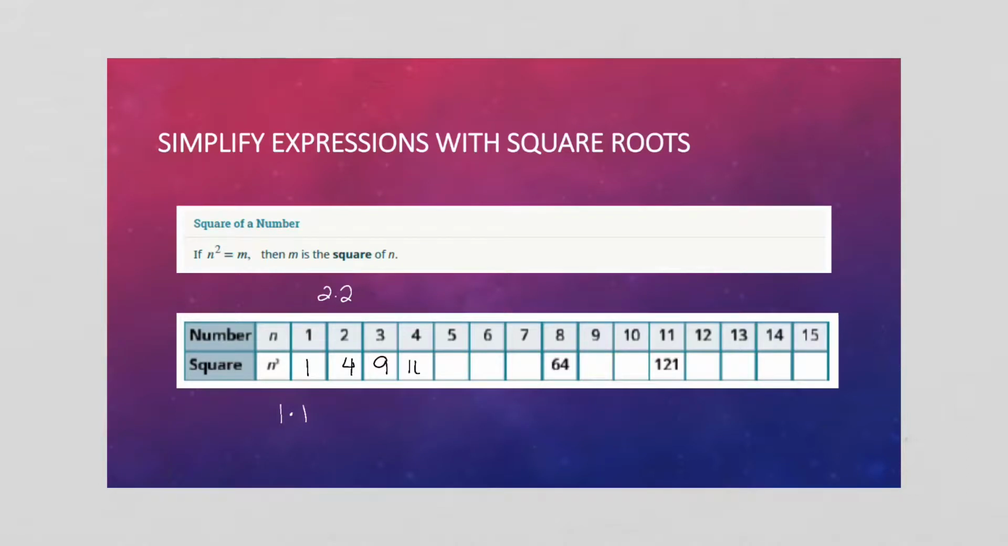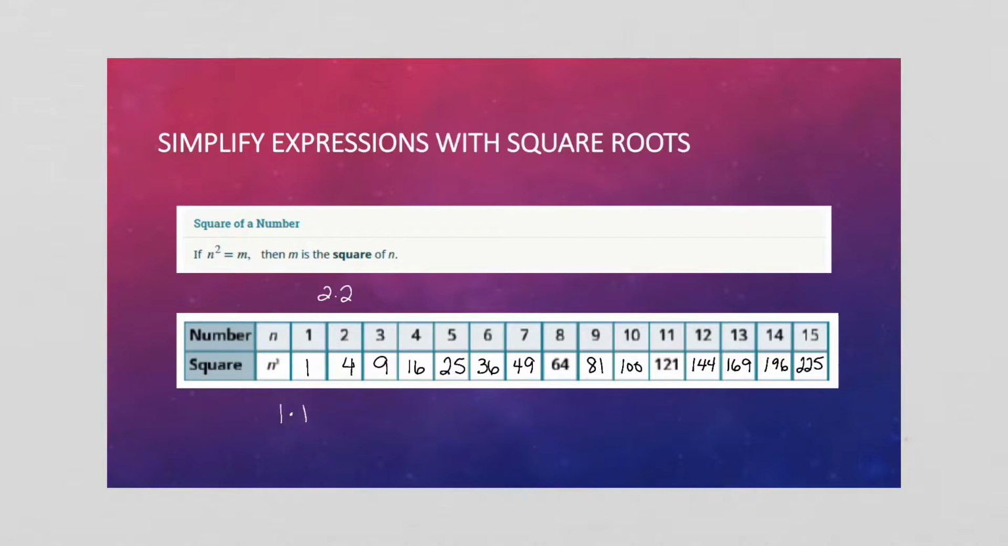4 squared is 16. 5 squared is 25. 6 squared is 36. 7 squared is 49. They've already got 8 squared. 8 squared is 64. 9 squared is 81. 10 squared is 100. They've already got 11 squared on here, which is 121. 12 squared is 144. 13 squared is 169. 14 squared is 196. 15 squared is 225.